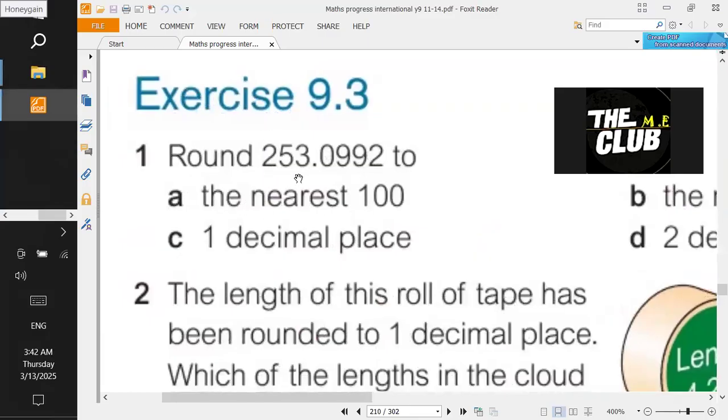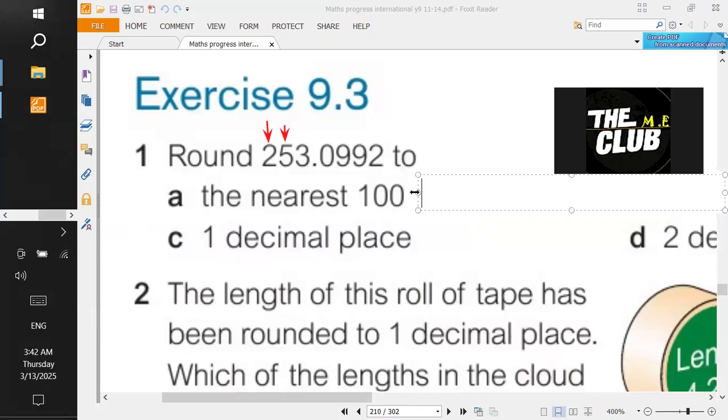Now, the nearest 100, it means this number. This is the hundreds. So the nearest hundred is going to be very good. Look at the number before it, which is five. This means that the five is big. It will make the two the three. So the answer is 300, like this. The nearest hundred is 300.